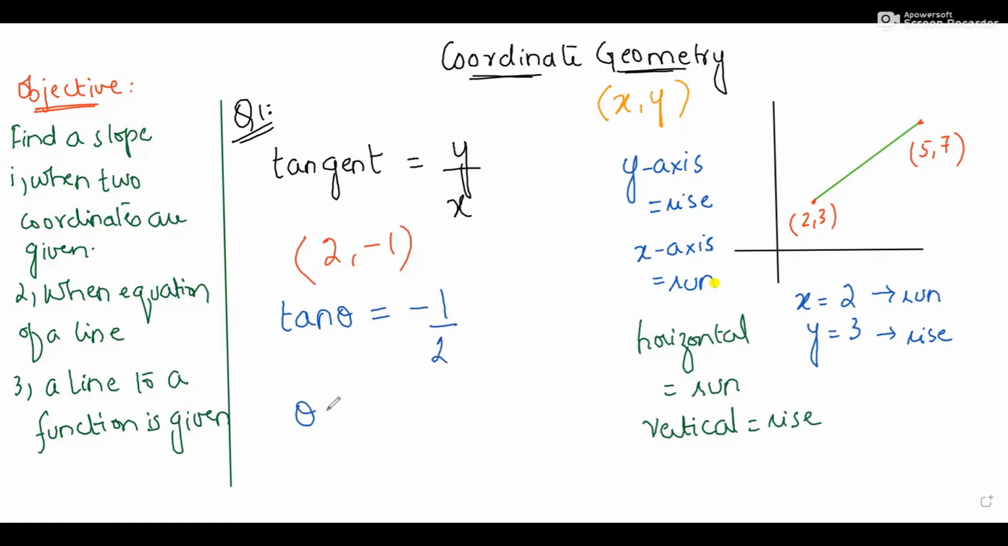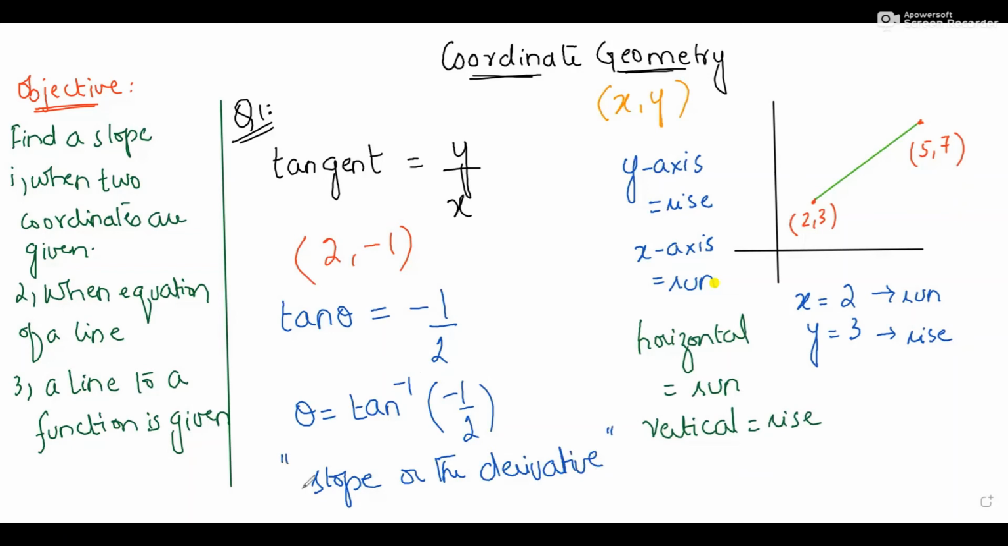To find theta, you have to shift tan to the right hand side and it will become inverse tan of -1 by 2. After solving, you will get the final answer of theta, which is basically the slope or the derivative. This is the simplest case, in which we are provided a single coordinate and you have to find the tangent. The formula for the tangent is y upon x.